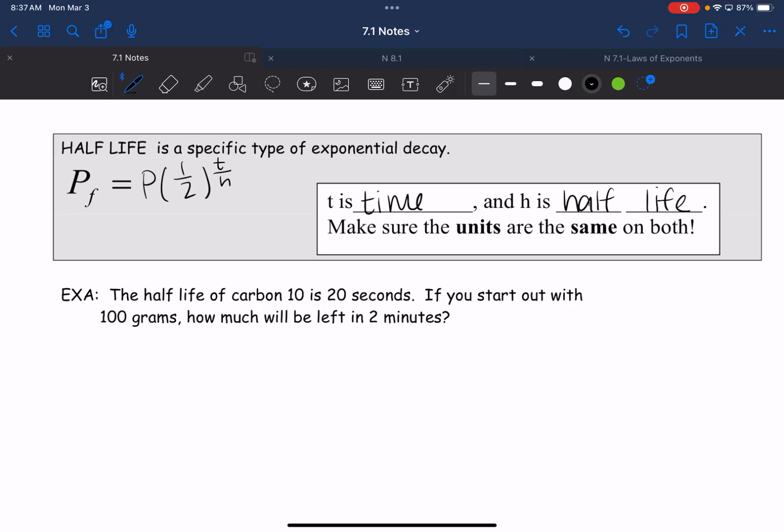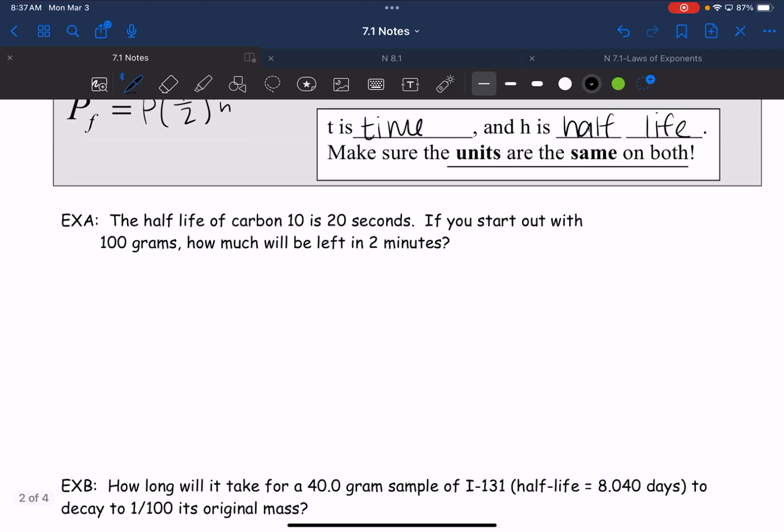Now, if they give you the time in years, but they give you the half-life in months, you need to convert them, right? Like it says here, just make sure whatever units they give you for half-life and time, before you put it in the formula, make sure they're the same unit, okay? So let's do an example together.